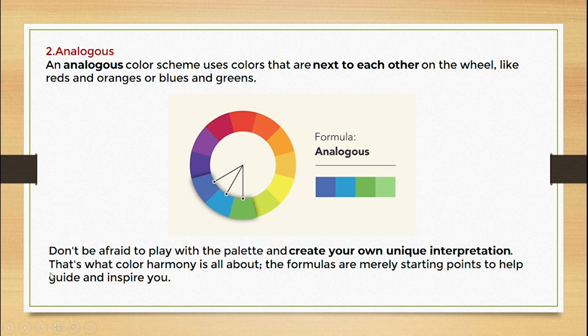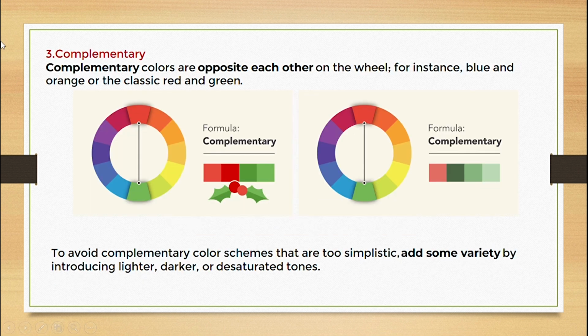So moving on, don't be afraid to play with the palette. Create your own unique interpretation. That is what color harmony is all about. The formulas are merely a starting point to help guide and inspire you. So make sure you note all these color schemes. We have complementary color scheme. Complementary color schemes are opposite each other on the hues. For instance, blue and orange, or the classic red and green. You can see this is red and this is green.